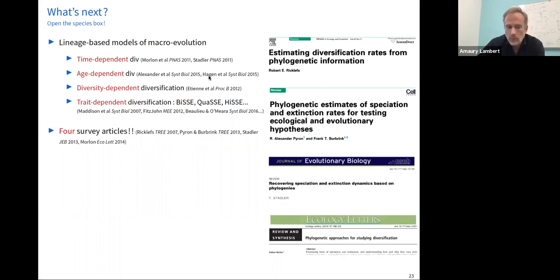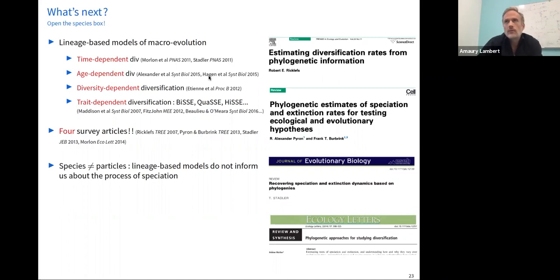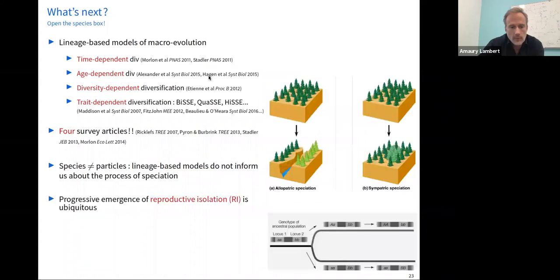But actually, the problem is that, of course, species are not particles. And so if you want to get some information about the diversification process, a little more than just the speciation rate or extinction rate, which does not have a biological meaning, at least in terms of what you can measure in the field, these models do not inform us about these. And in addition, it is known that reproductive isolation is progressive, it takes time, and so speciation is not instantaneous as in these models.